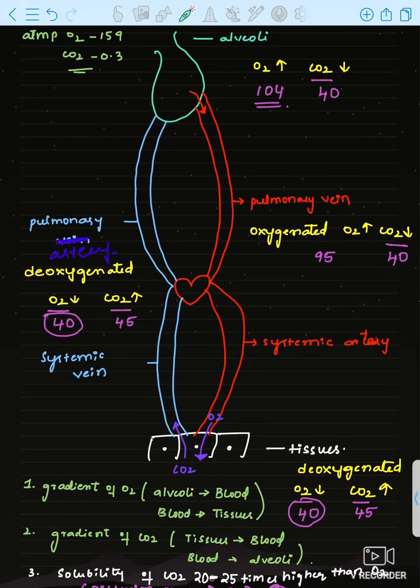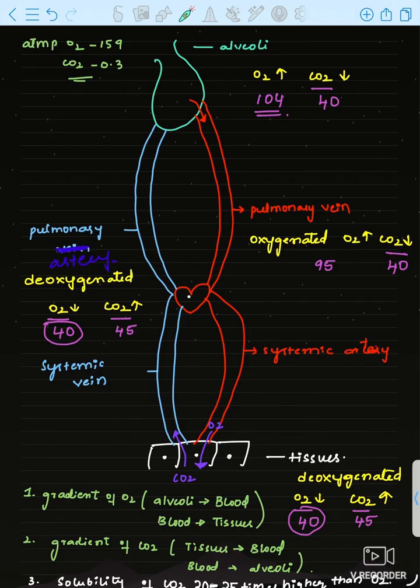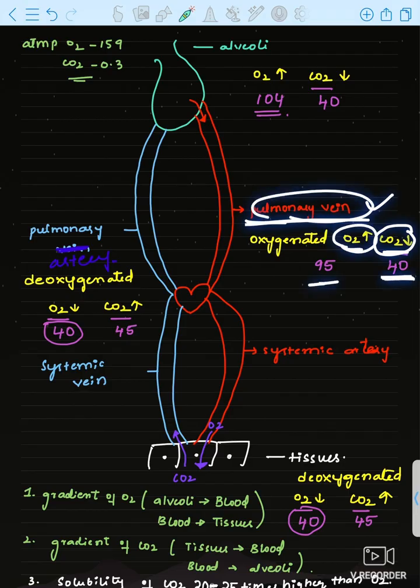Quickly I will just tell the process. From the heart, away from the heart, the pulmonary artery carries deoxygenated blood, which will get oxygenated. CO2 will be given out here and O2 will be taken up by diffusion through the alveoli. So here the pulmonary vein will be oxygenated. Oxygenated means O2 will be more, CO2 will be less. CO2 less means what did I tell you? 40 is the value. O2 is more in the pulmonary vein, which means 95.